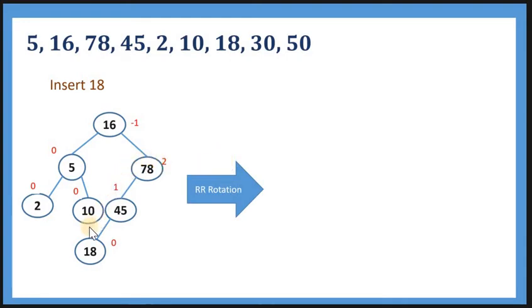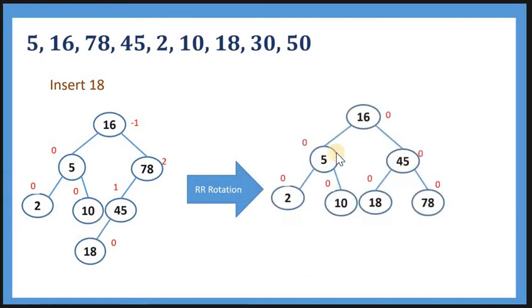You have to apply this rotation only for this part of the tree. The other part remains as it is. So it's very simple. So 16, 5, 2, 10 remain as they are. Only there is a shift to the right on this part. So it is 45, 18 and 78. Now check the balance factor. Now it is a balanced tree, correct? Now go for the next element, that is 30.